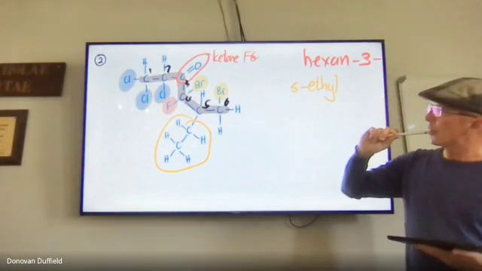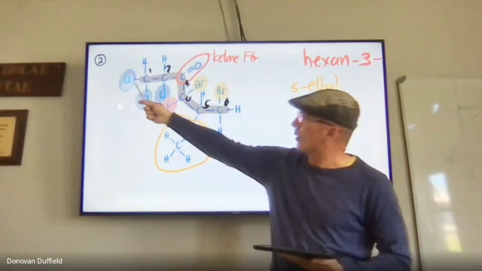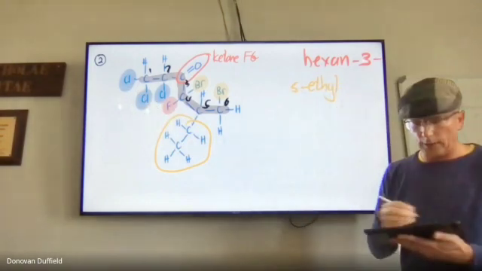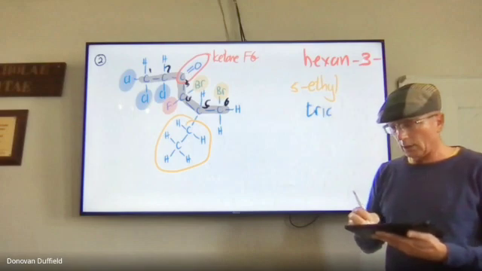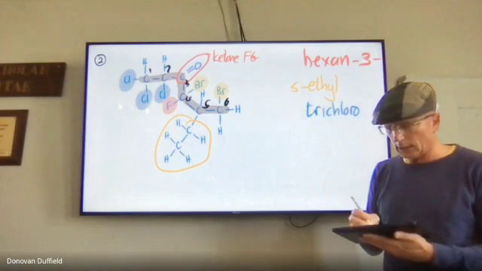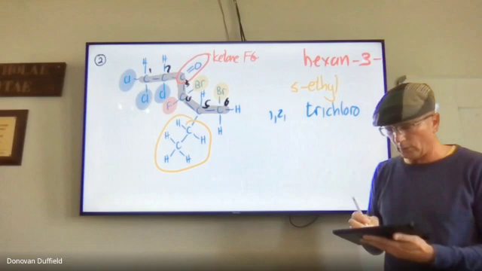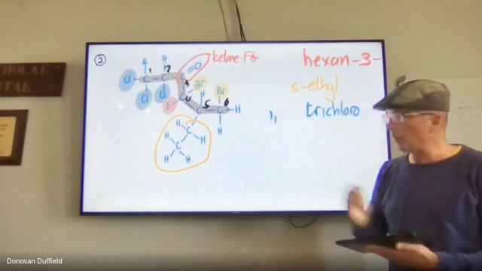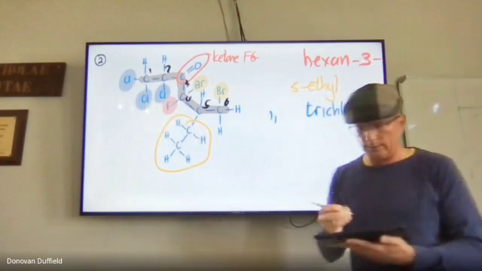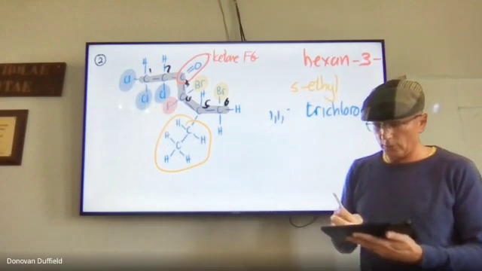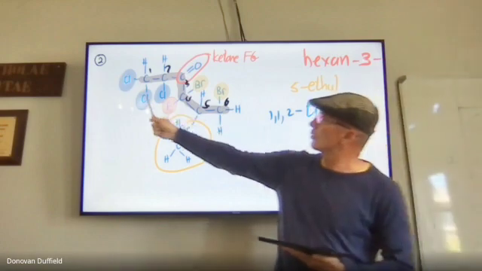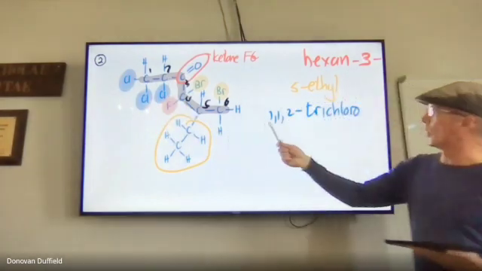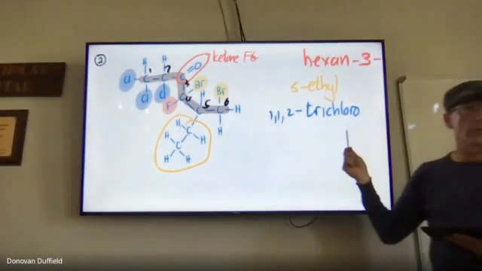All right, if we look at chlorine, we've got 1, 2, 3, so this is going to be trichloro, and it's going to be 1, 2, 3. No, it's not. It's going to be 1, 1, 2 trichloro. These two chlorines are on carbon number 1. This chlorine is on carbon number 2. So it's 1, 1, 2 trichloro.